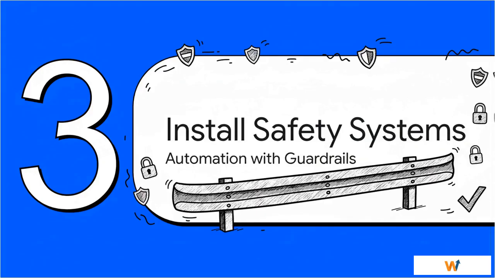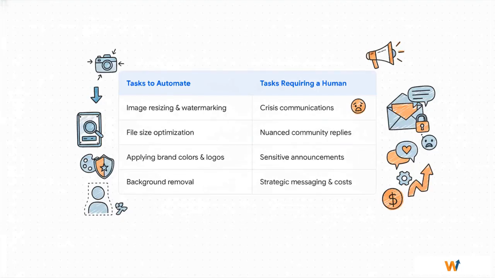Of course, once you're producing content at this kind of scale, you need to make sure you have some robust safety systems in place. This is all about building guardrails to protect your brand, stay compliant, and maintain quality. So the crucial thing here is knowing what to automate and what always requires a human touch. Those routine, low-risk tasks like resizing images, removing backgrounds, or applying brand colors, perfect for automation. But high-context, high-stakes communication, like crisis comms or nuanced community replies, that has to stay human.